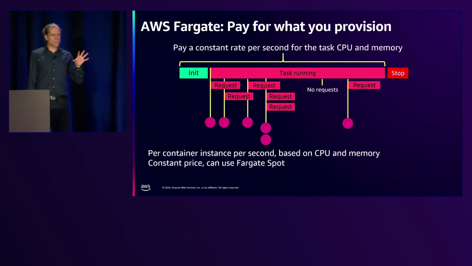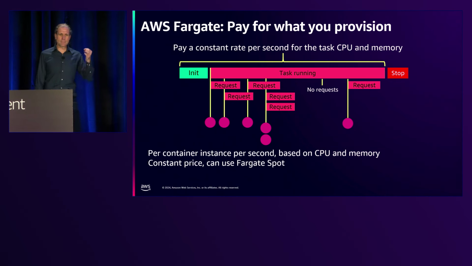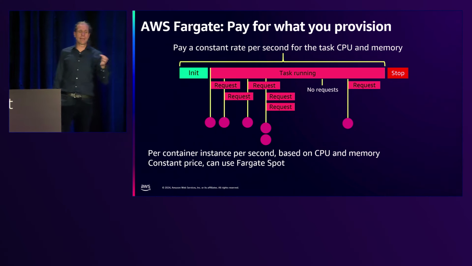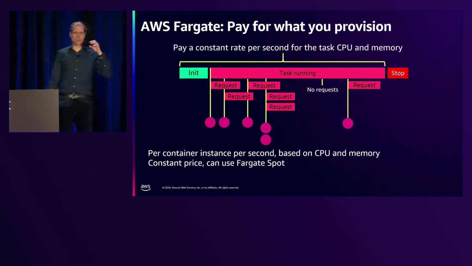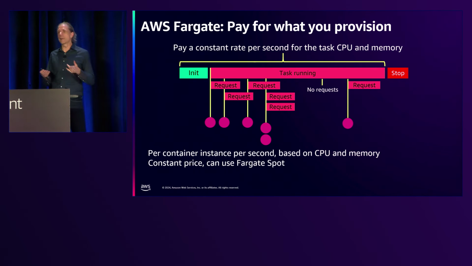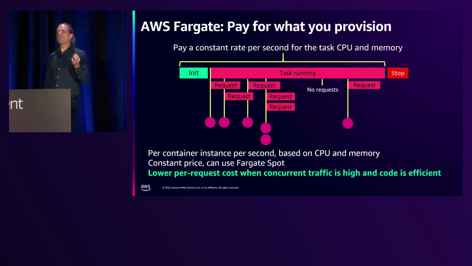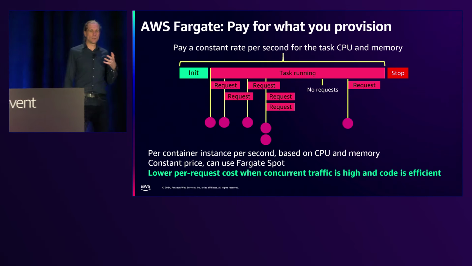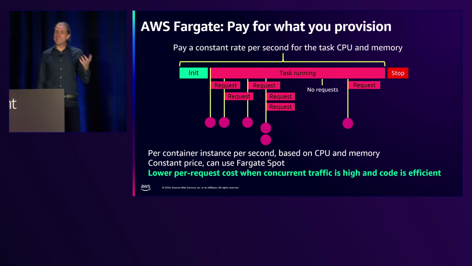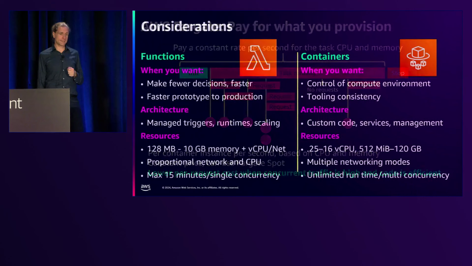And so also compared to Lambda, the pricing model is pay for what you provision rather than Lambda's pay for what you use in milliseconds. So your container is going to start, and you're going to be charged per second based on the CPU and memory configuration. So this actually means it could be more efficient to run when you have high concurrency. Lambda has single concurrency, and then you can use multi-concurrency with Fargate and potentially get a lower cost per request.